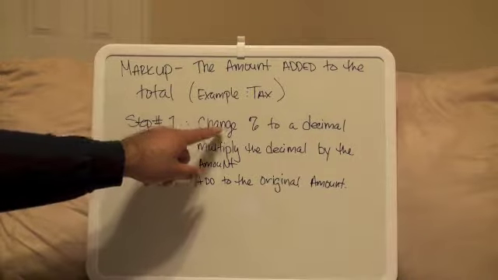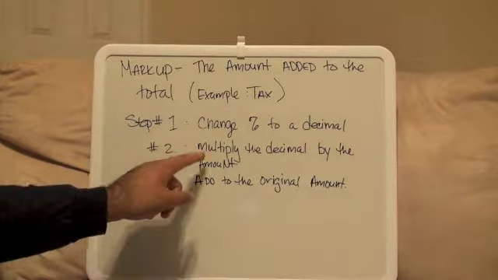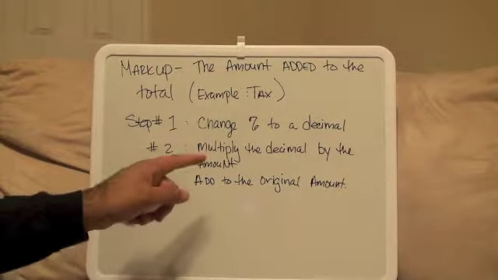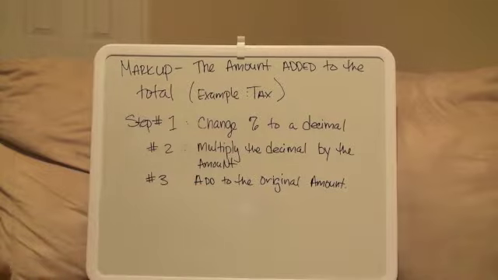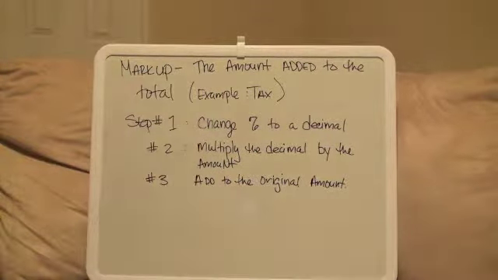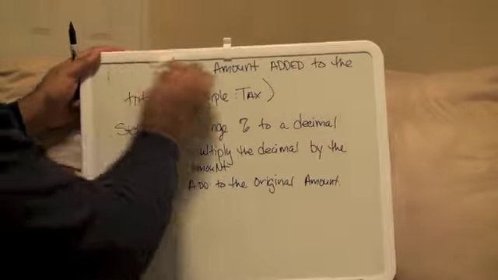So it has the same steps. Step 1, we want to make sure we change our percentage to a decimal. Step 2, we want to multiply the decimal by the amount. Step 3, we want to add that to the original amount. So remember, markup is the amount added to the total. So an example is tax, and these are the 3 steps. So let's give an example problem.